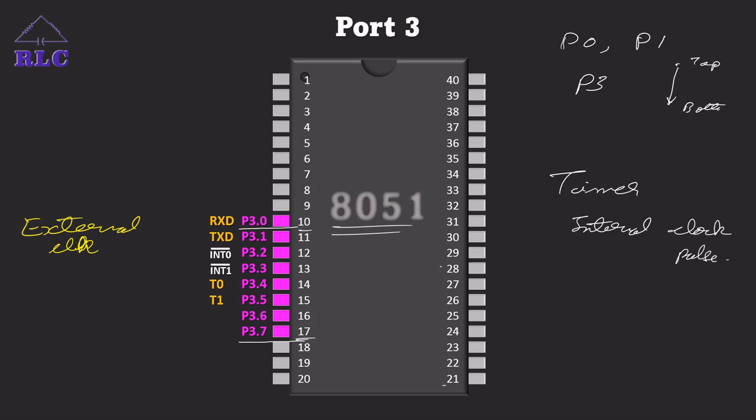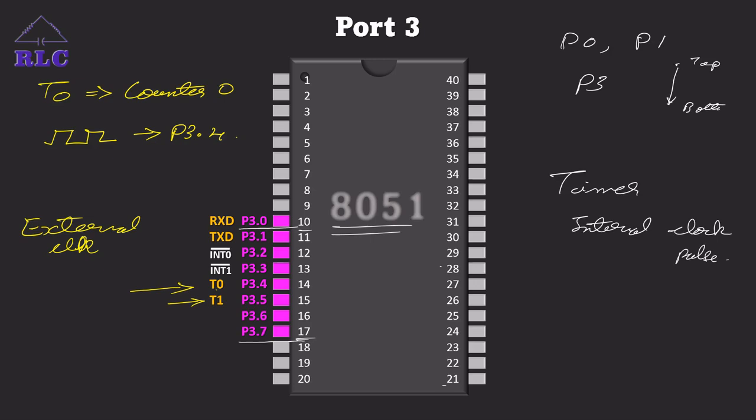By passing the clock pulses to the P3.4 pin, I can make T0 a counter. Similarly, I can make T1 a counter by passing the frequency to P3.5 and configuring the timer to be set as a counter by using the TMOD register.